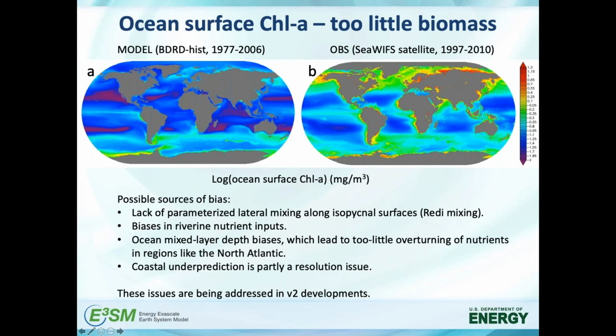A really important one being that the V1 ocean model didn't have the parameterization of lateral mixing along isopycnal surfaces. So that causes a lot of problems for the BGC. I'll just leave it at that. Biases in the river and nutrient inputs, which are partly related to the changes in the model grid that needed to be compensated for. And possibly also some problems with biases in mixed layer depth. And then at the coasts, of course, there's also just partly a resolution issue. So most of these issues, the first couple of points in particular, are being addressed in V2 development, so we expect to do much better in V2.